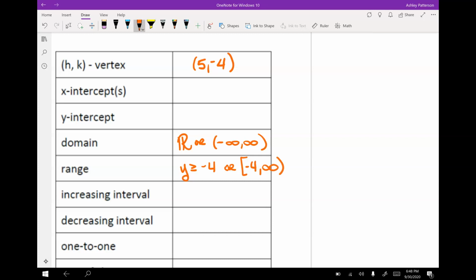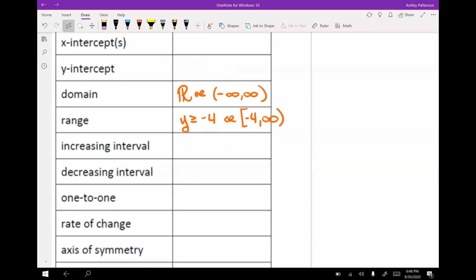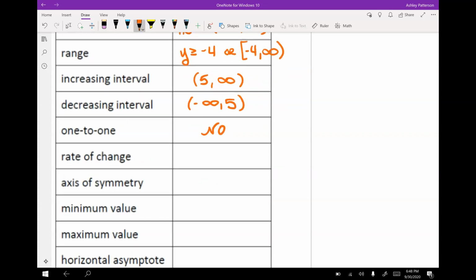The graph decreases at first from left to right. So as x goes from -infinity to 5, our y values are decreasing. And then as x goes from 5 to infinity, the y values increase. It is not 1-to-1 because, again, it doesn't pass that horizontal line test, and the rate of change varies.